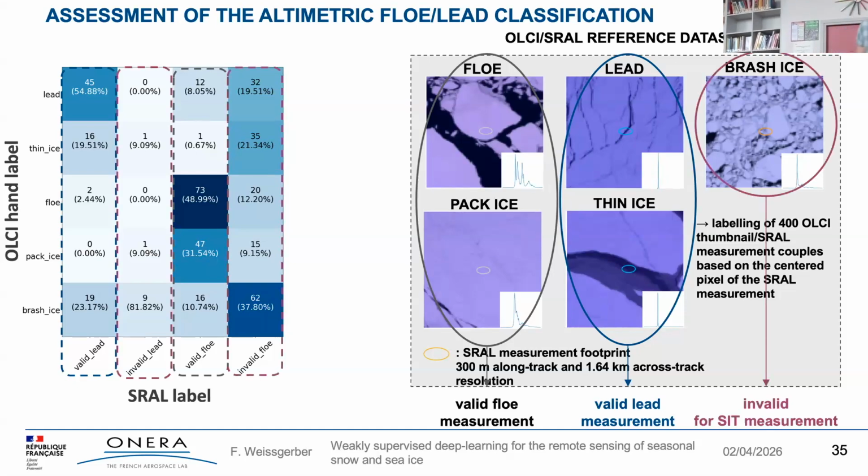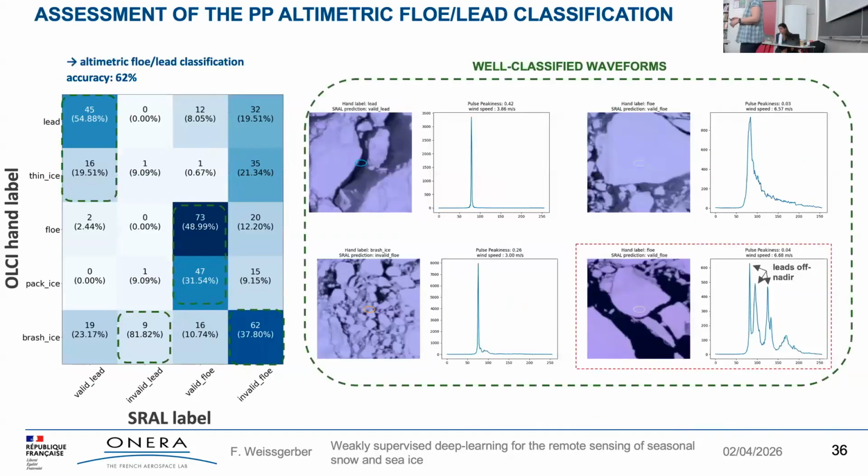And then you have the brash ice that is basically everything else. So invalid lead and invalid flow. And using this classification, she had only a 72% accuracy for the altimetric measurement based on the pulse peakiness. So basically, altimetry is not very good at classifying its own waveform, and that is a big issue. And so she then looked at all the well-classified waveforms, and even in that case, even when the hand label and the SRAL prediction were the same, you can have issues.